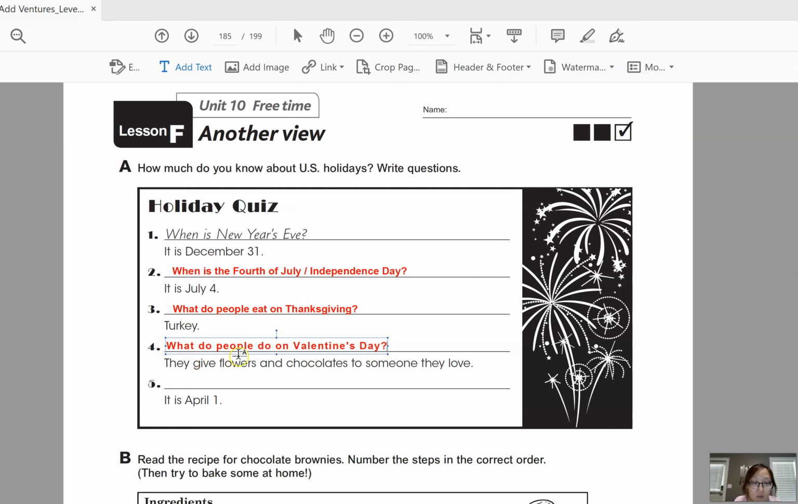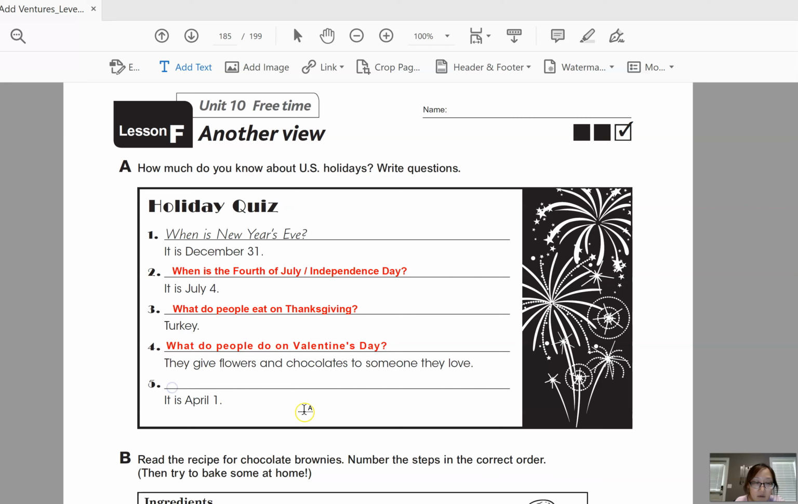Okay, so what do people do on Valentine's Day? Or you could also say, what do people give to each other on Valentine's Day? But this is probably the simplest and best question, what do people do on Valentine's Day?